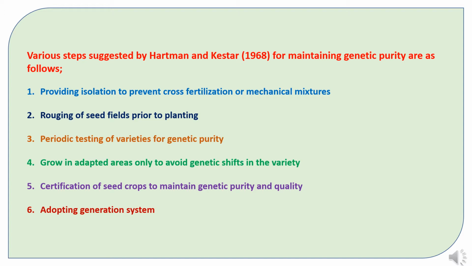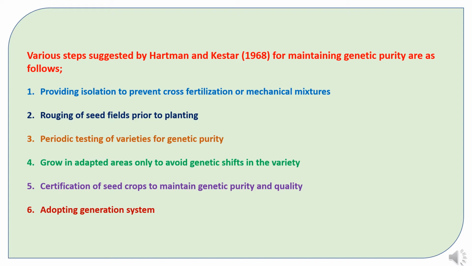Third is periodic testing of varieties for genetic purity. Whatever seed stock is there, we have to verify the genetic purity to avoid any contaminations or any impurities. Fourth is grow in adapted areas only to avoid genetic shifts in the varieties.